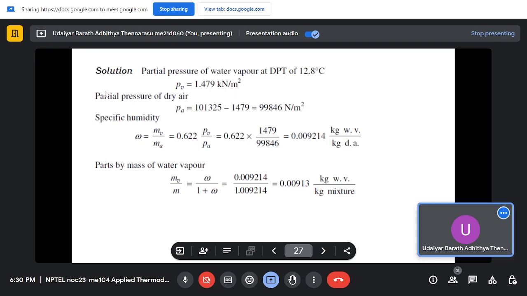So using that, the partial pressure of dry air is the total pressure minus the vapor pressure, so that will come out to be 99846 Newton per meter square. Now specific humidity is nothing but mass of vapor divided by mass of dry air. This can also be expressed in terms of pressure as 0.622 into vapor pressure divided by partial pressure of dry air. So we know both the values. On substituting, we get specific humidity as 0.009214.